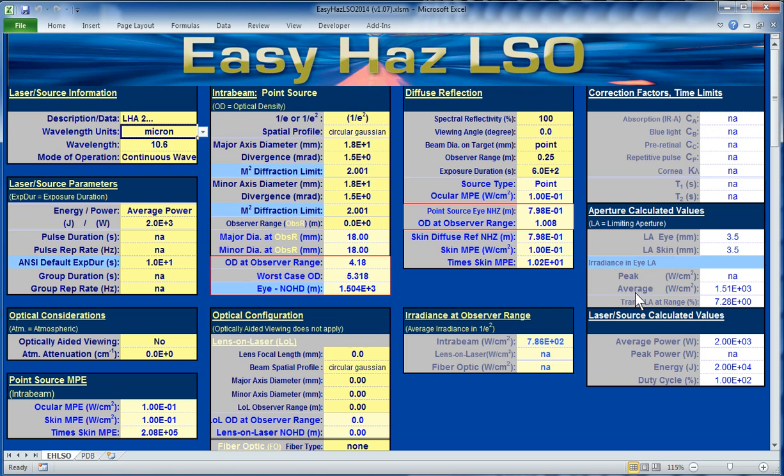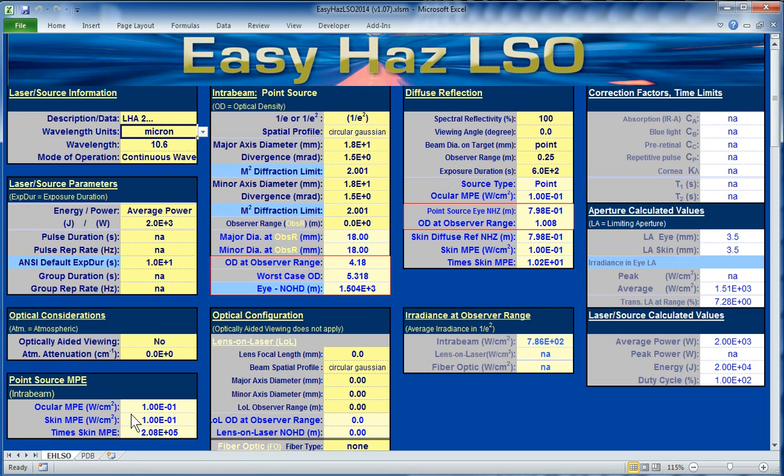Again, let me look at the average radiance in the limiting aperture. That is with only 7.3% of the power passing. And we can see, geez, it's 1,500 watts per square centimeter. That's considerably more than our MPE, and that's the reason we have such a large OD value. One quick thing before we leave here. Oh, two more things, actually. Let me look at this. Skin MPE. Notice that the skin MPE is the same as the ocular or eye MPE. That's because the same absorber is in play.